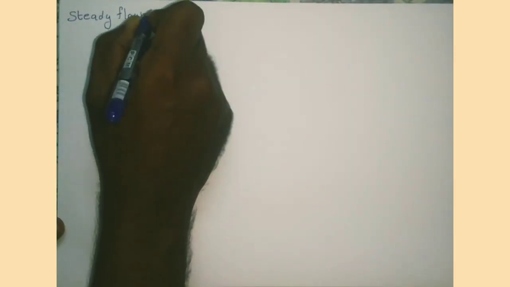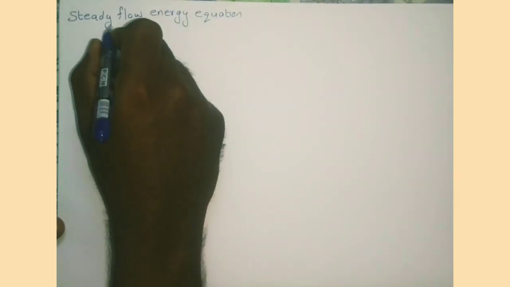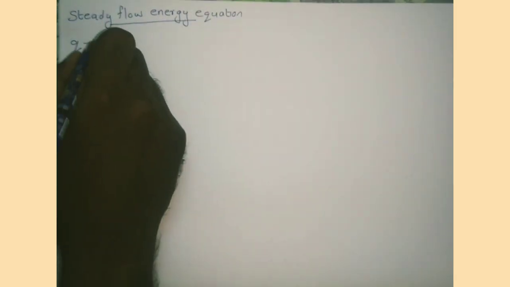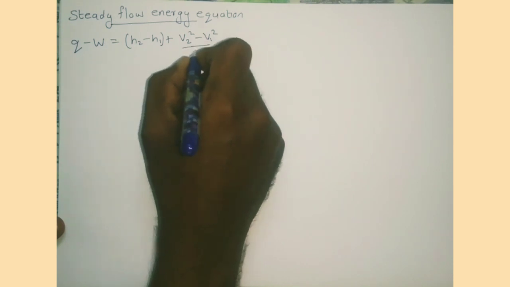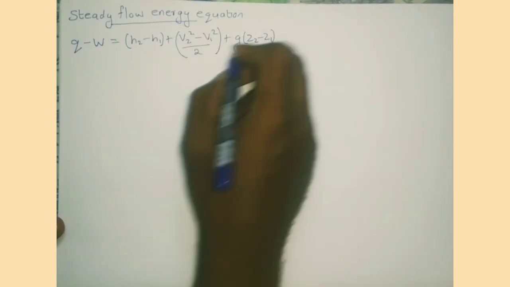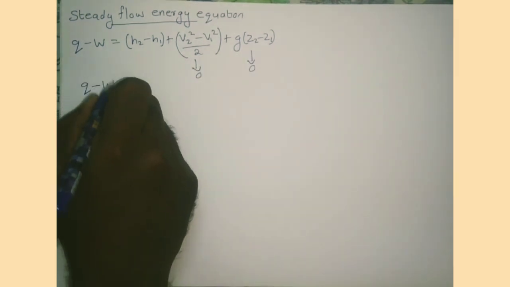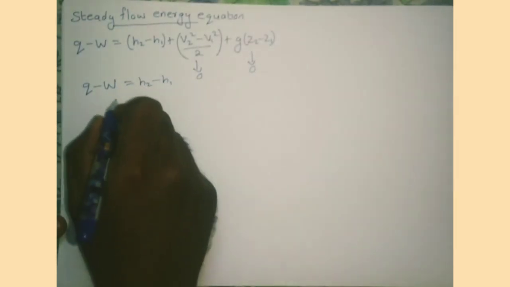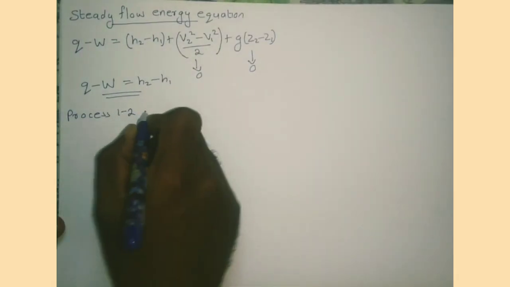Okay, now we are going to do some analysis of the Rankine cycle. First, we are going to write the steady flow energy equation. It is Q minus W equals H2 minus H1 plus (V2 squared minus V1 squared) by 2 plus g into (Z2 minus Z1). Okay, we are not considering the kinetic and potential energy changes. Therefore, Q minus W equals H2 minus H1.